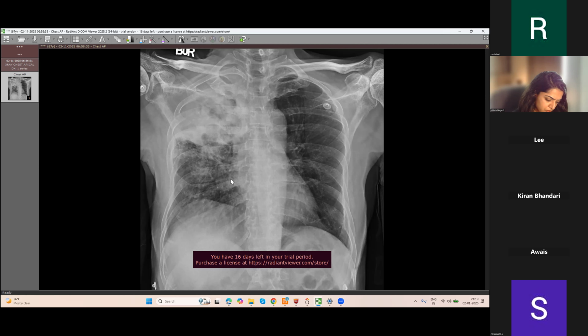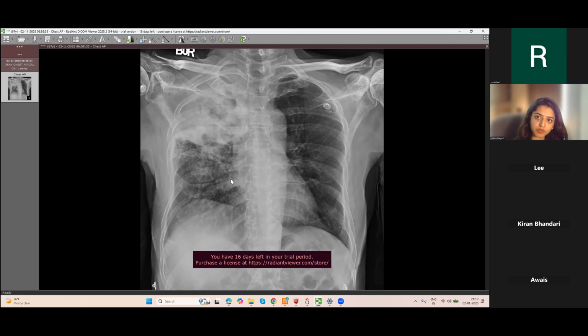I'm trying to look at the bones now to see if I can see any bony erosion, which I cannot see. So there is an element of involvement of the upper lobe with an element of volume loss. I would keep as a differential any obstructing lesion that is causing the volume loss in the upper lobe, any hilar mass.